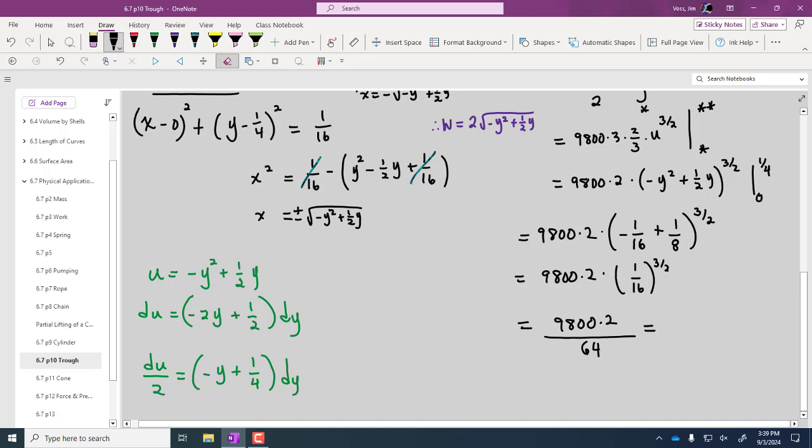And then we'll just simplify that. So whatever that simplifies to will be our final answer. So 9,800 times 2 divided by 64. Turn it into a fraction. So we get, how do I turn it away from a mixed number on here? I know there's a way, but I forget. So 1225 divided by 4. And units are joules, because we're finding work.